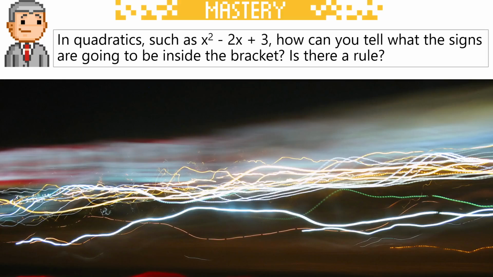Let's end on this. In quadratics such as x squared minus 2x plus 3, how can you tell what the signs are going to be inside the brackets? Is there a rule? If you know, write it in the description below.